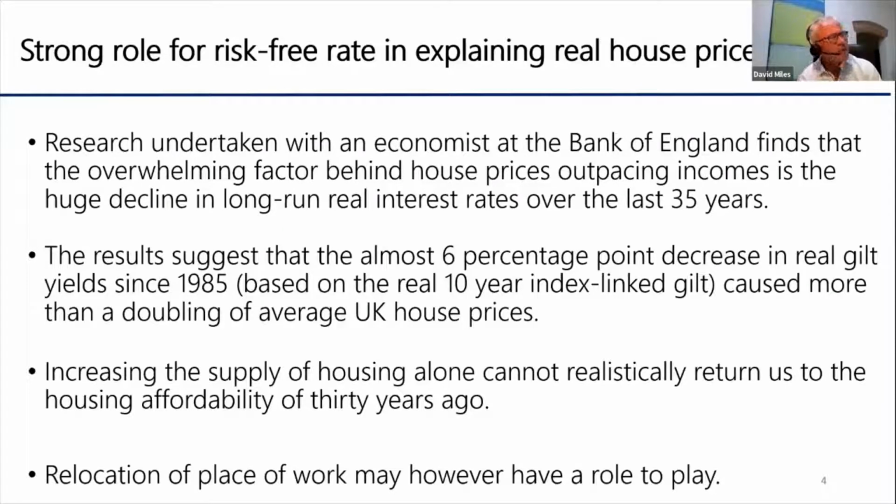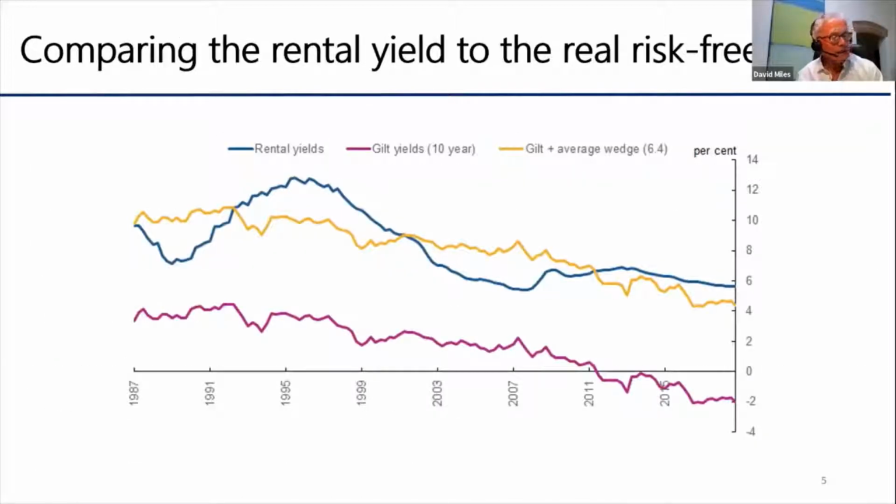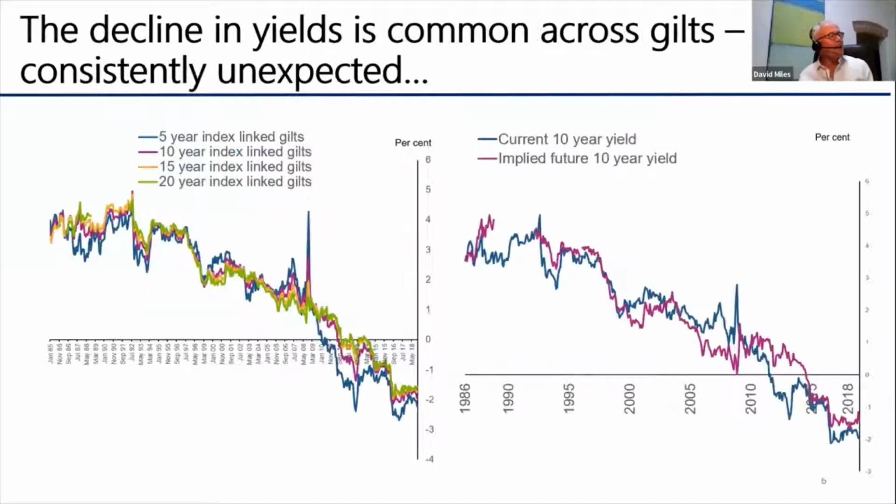And what we found is that if you want to try and understand why house prices have gone up so much more than incomes, you might have thought that, well, on average, house prices should rise in line with incomes. Rents tend to rise in line with incomes, but house prices have risen so much faster. Why did that happen? The single biggest factor we find is the dramatic fall in real interest rates. I'm going to jump on a couple of slides just for a moment.